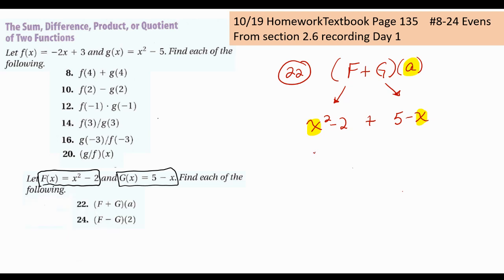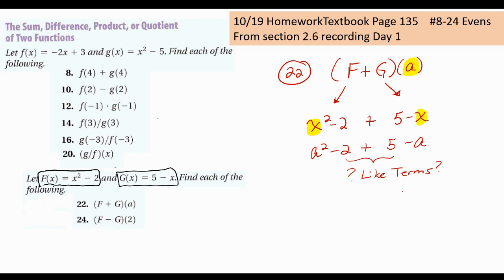We're going to plug in an A wherever you see an x. So this will just become A squared minus 2. This will become 5 minus A. So then you ask yourself, are there any like terms? And there are. Right in the middle, right here, we just have 5 minus 2.